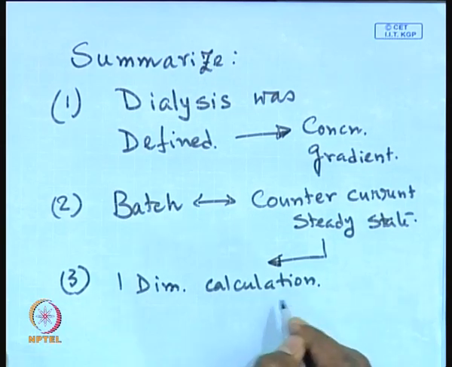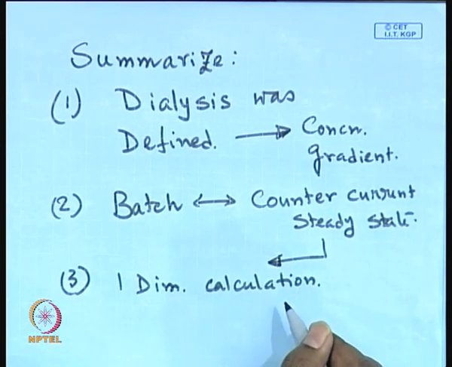In this one dimensional calculation, we assume that concentration is a function of x only and not a function of y. That means we are assuming that the same concentration prevails over the cross section of the channel. Second, the velocity is also considered to be uniform, and we computed several parameters in terms of the cross sectional average velocity.